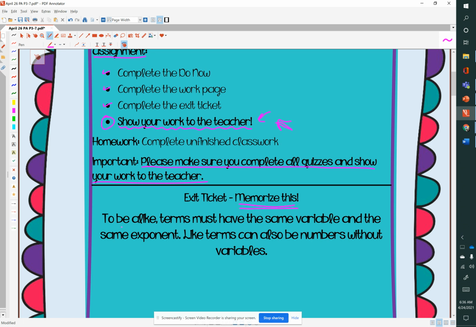For your exit ticket, I have a memorization activity for you. I want you to memorize this sentence. To be alike, terms must have the same variable and the same exponent. So we need the same variable with the same exponent. But like terms can also be numbers that don't have variables. We call them constants.